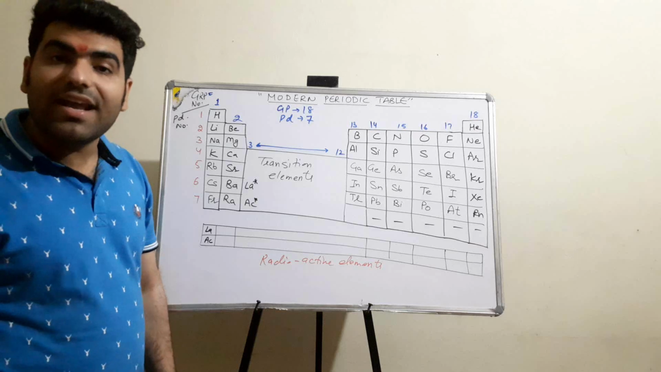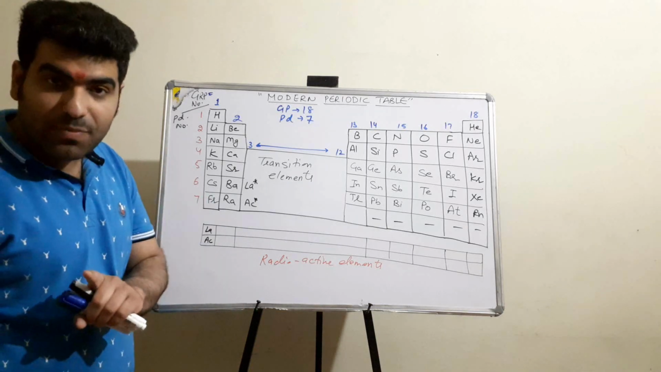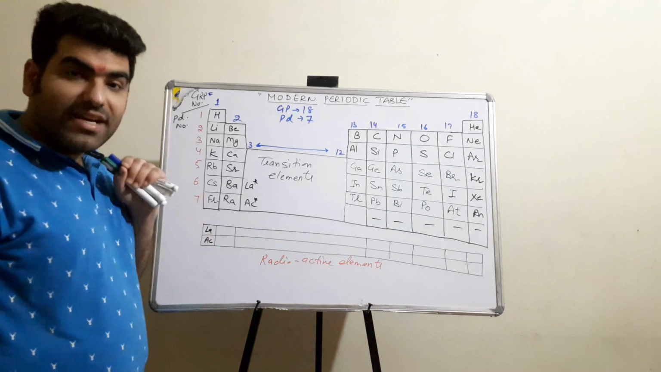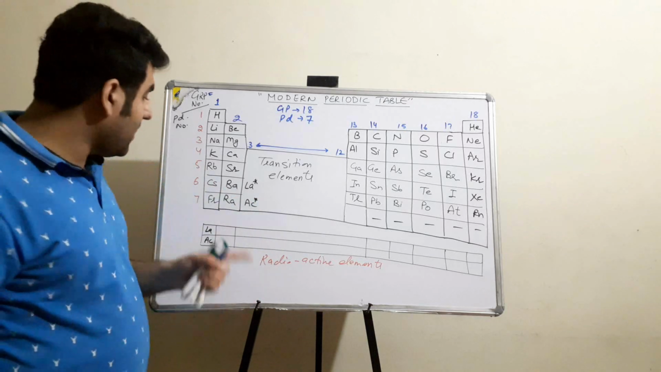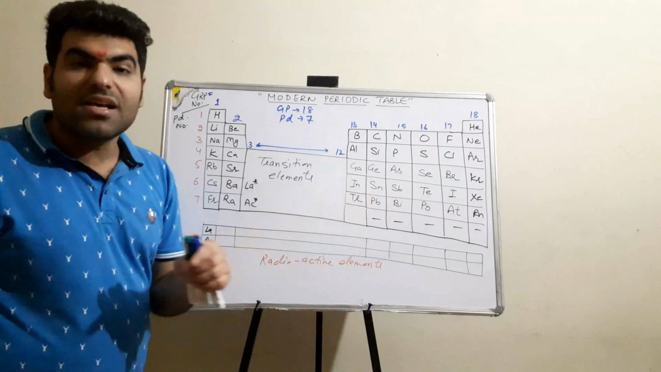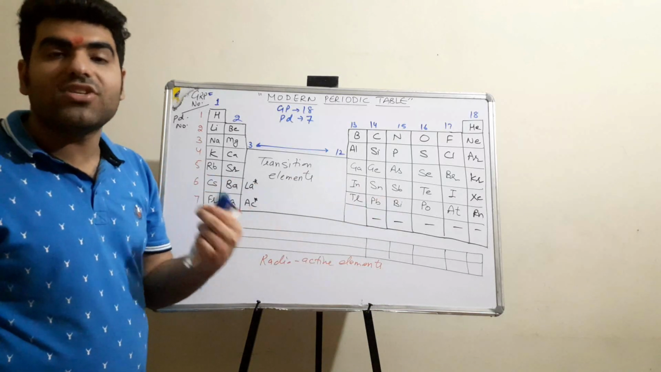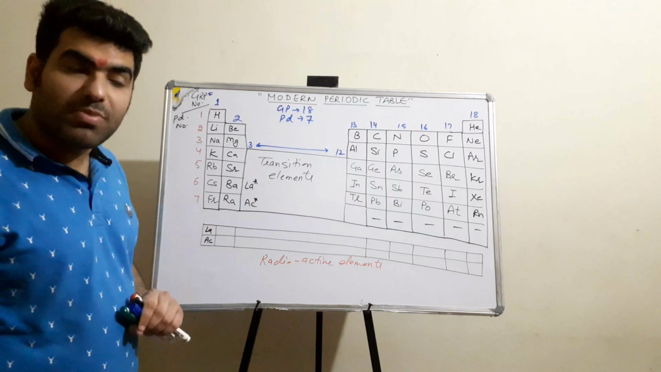Slots are there, but they are empty. So when we have to talk of the longest period, then out of 6th and 7th, 6th period is the longest period because all the elements are known and discovered. In 7th, there are some empty spaces which shows that there are elements which are yet to be discovered. So 6th period is the longest period.